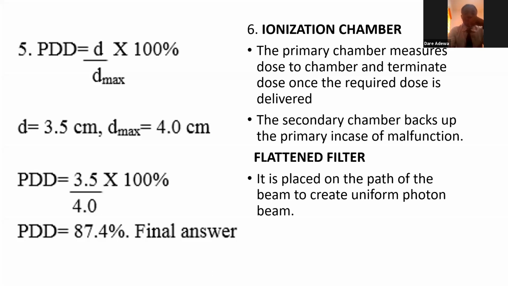So we place a flattening filter in the path of the photon beam. What it does is create a uniform photon beam, and at times it absorbs the soft or weak X-rays. So you have a more uniform photon beam. I think that's all for now.